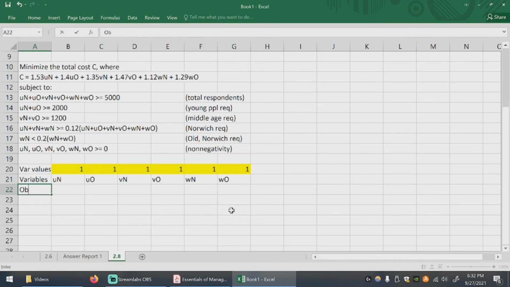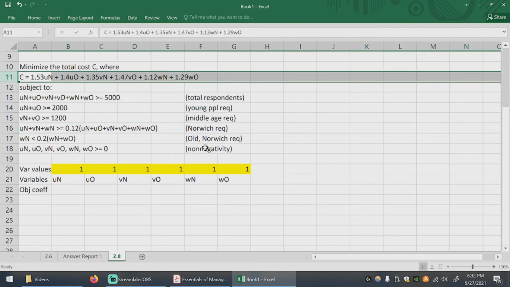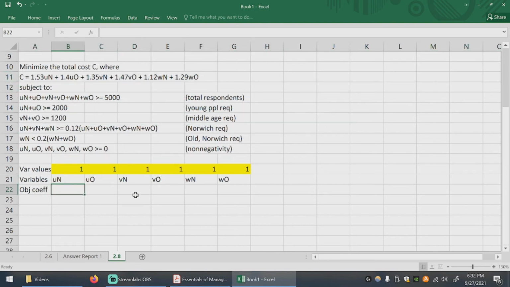Now I'll do the objective coefficients. Where are they? They're up here. It's been a while, but they're there. 1.53, 1.4, 1.35, 1.47, 1.12, 1.29. I can do it this fast because it's in the same order.